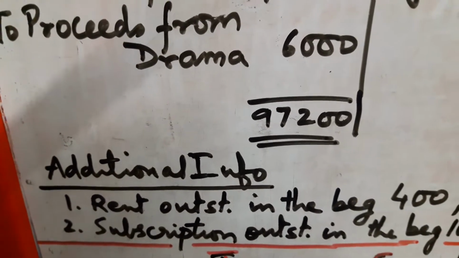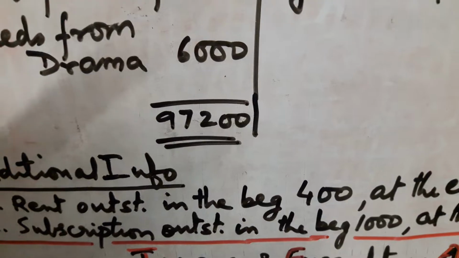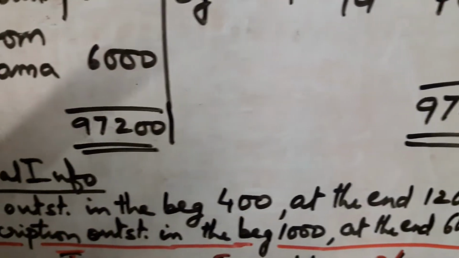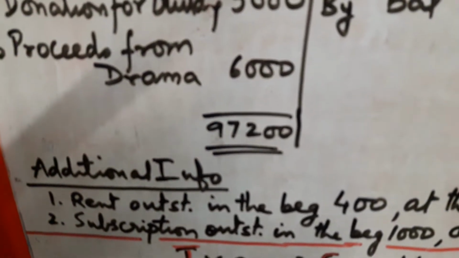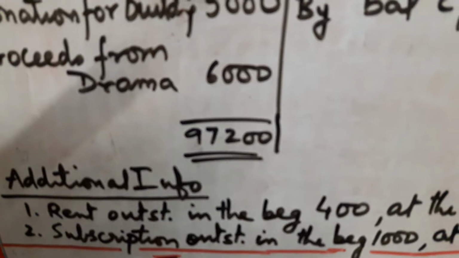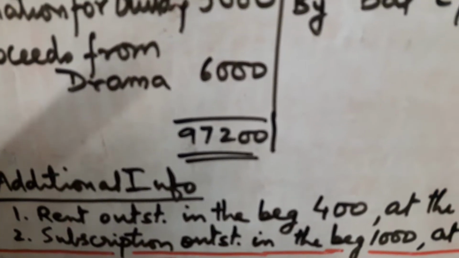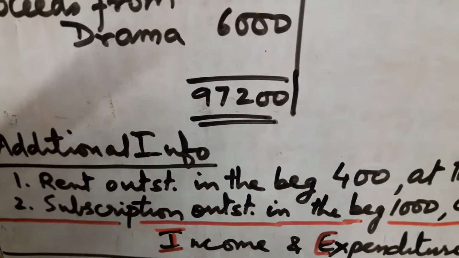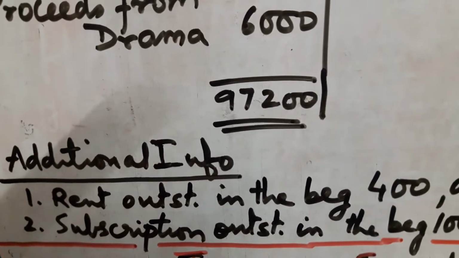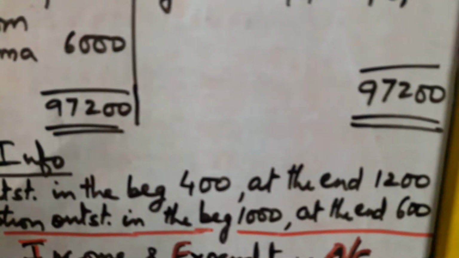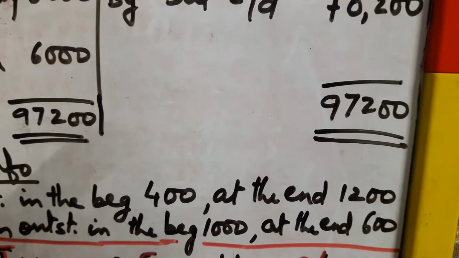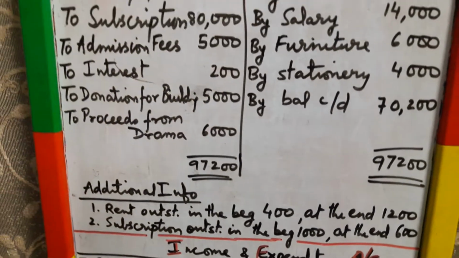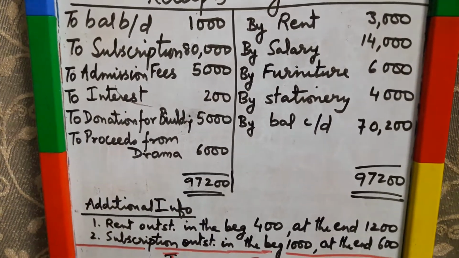There are two additional pieces of information. First one, rent outstanding in the beginning of the year is 400 and at the end of the year is 1200. Outstanding at the end is added. Is it added in everything? Yes, this formula will be used for everything, whether it is rent, salary, anything. So outstanding at the end will be added, outstanding in the beginning will be subtracted. Now what is the second information? Subscription outstanding in the beginning is 1000 and at the end is 600. Simple, sweet question. We will solve it right now and see.